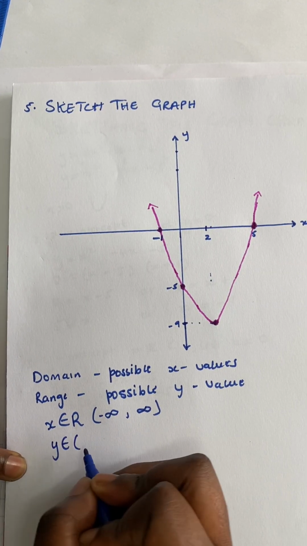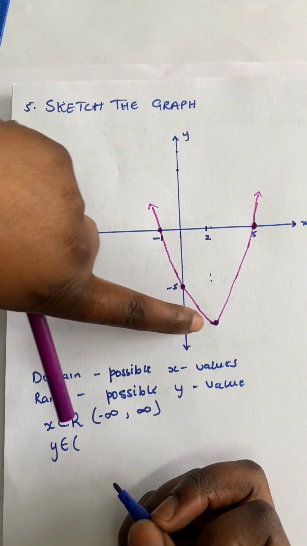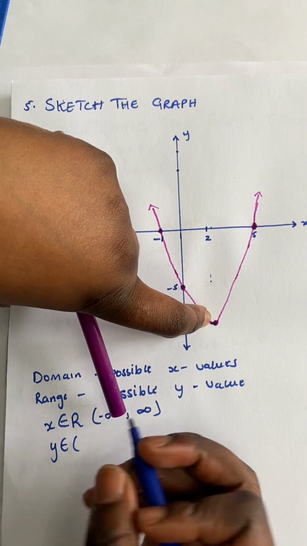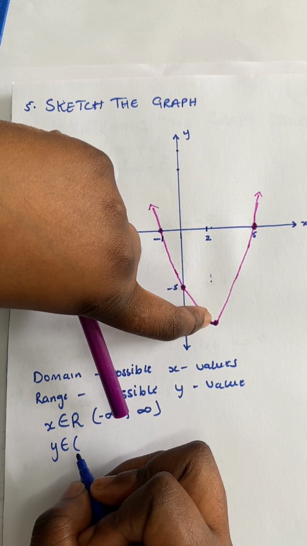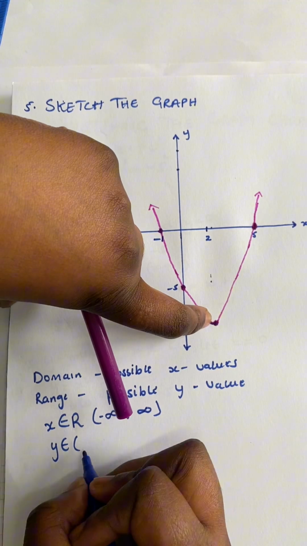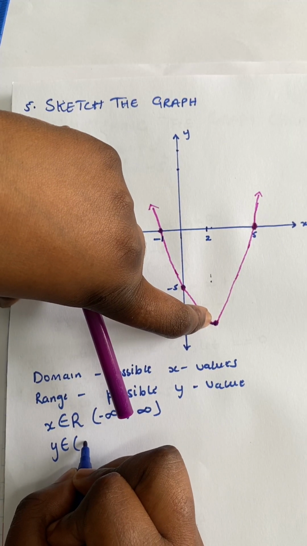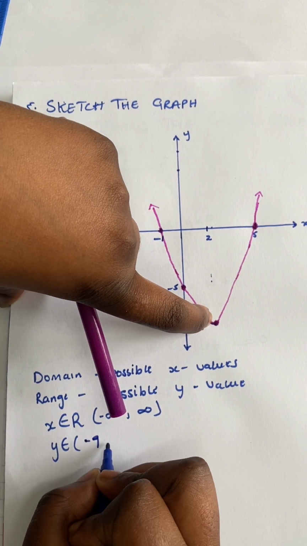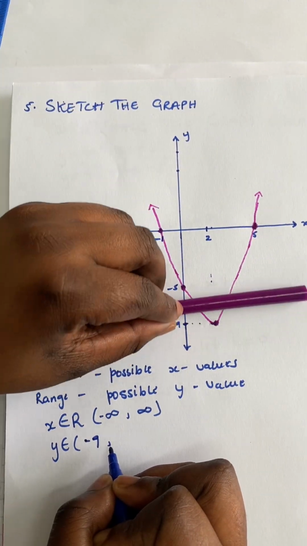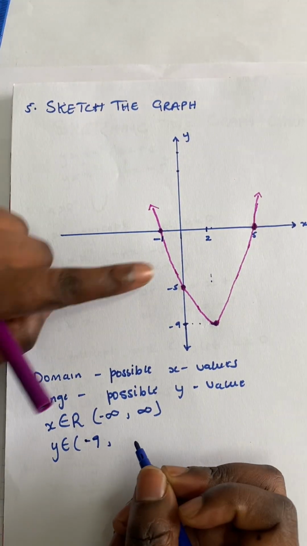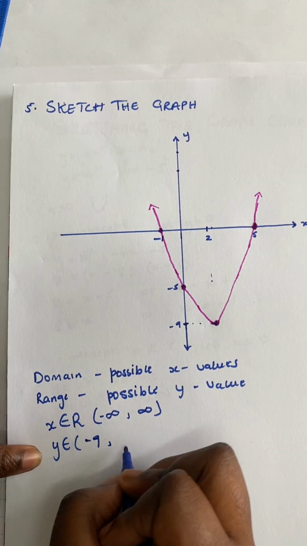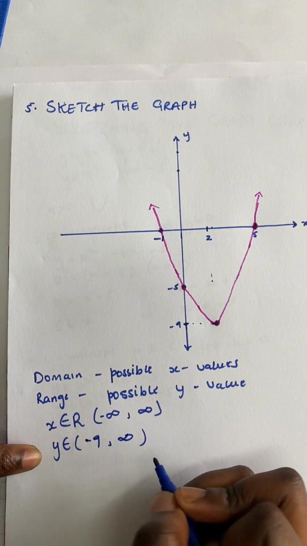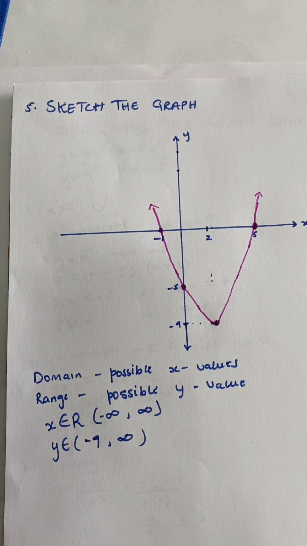Y is an element of real numbers, where your graph turns here. So this is where your graph actually starts. So it will be the y-coordinate of the turning point, which is -9, to infinity, right? To infinity. Okay, this is how you get your domain and your range.